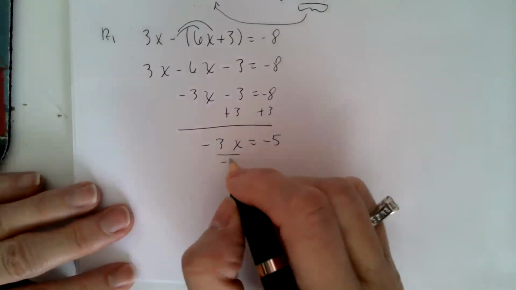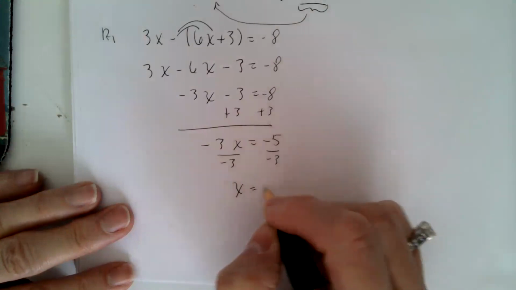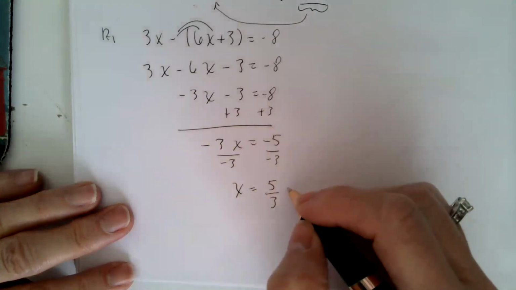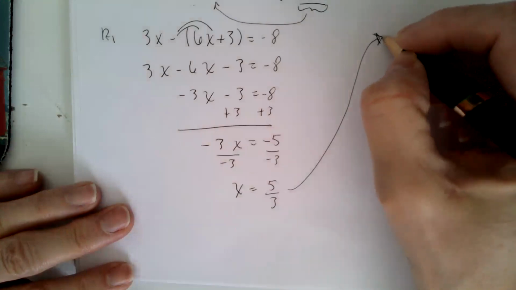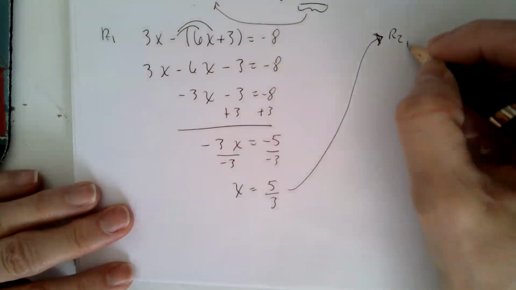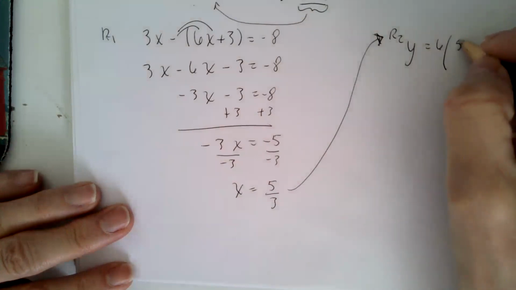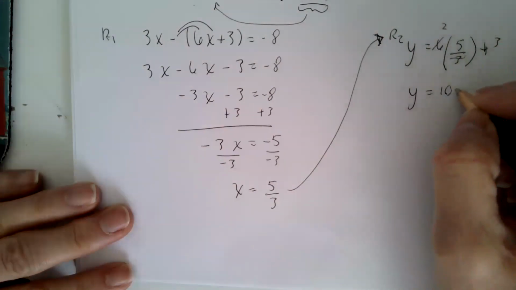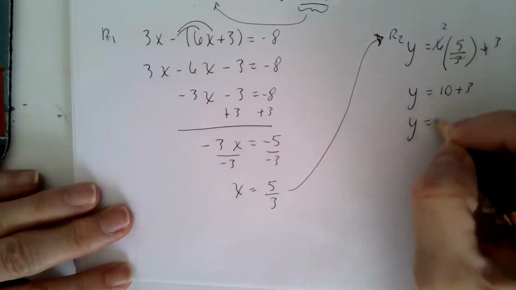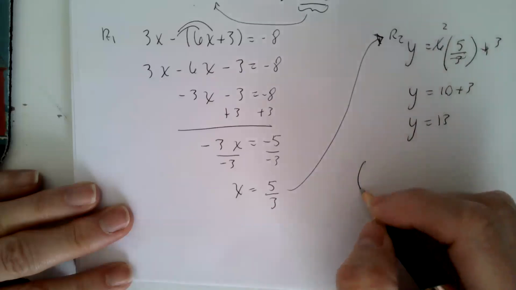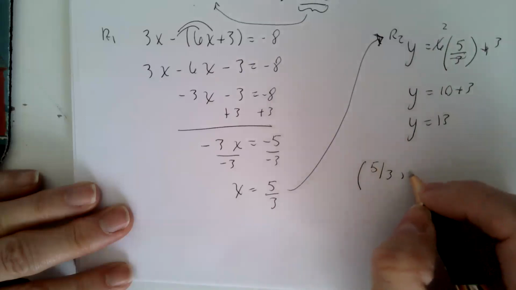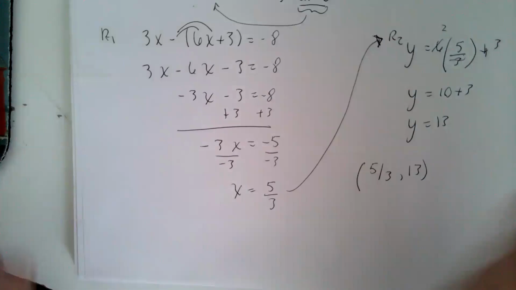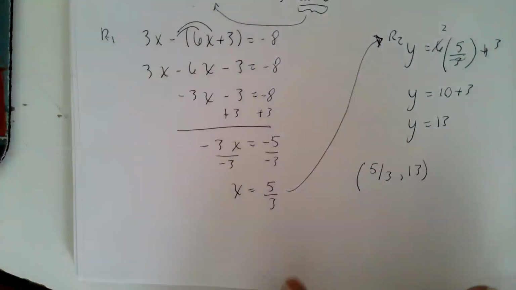And then I'm dividing by negative 3. So x is a positive 5/3. And that's now going to go into row 2 to find y. So y equals 6 times 5/3 plus 3. It goes into 6 2 times. So 2 times 5 is 10. 10 plus 3, y equals 13. So I have a solution of 5/3 and 13. You can check that out in Desmos. I've already done that one.